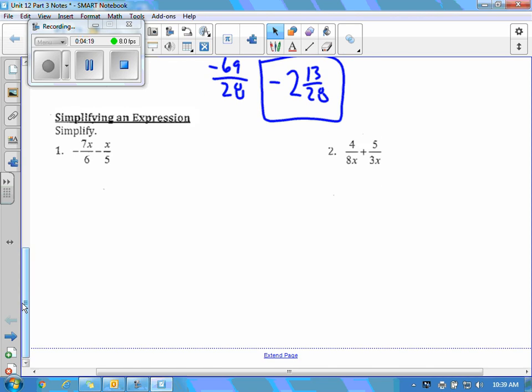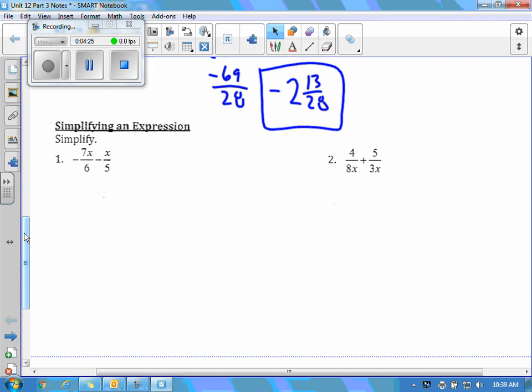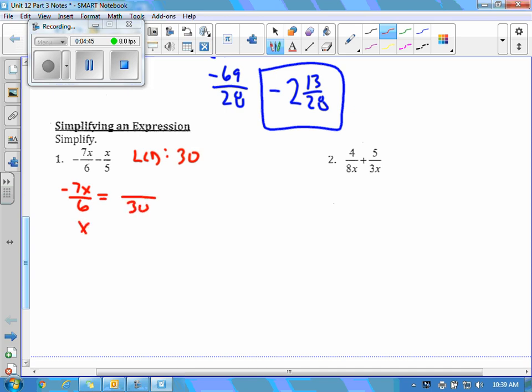Going down to the bottom of the page, we're doing the same thing. We're adding and subtracting with unlike denominators, but now we have variables involved. So we're going to simplify these expressions. Right now my least common denominator of 6 and 5 would be 30. So I need to take negative 7x over 6 and turn it into something over 30. Then I need to turn x over 5 into something over 30. 6 times 5 gives me 30, so negative 7x times 5 is negative 35x. 5 times 6 is 30, x times 6 is 6x.